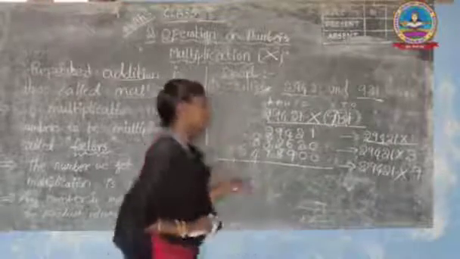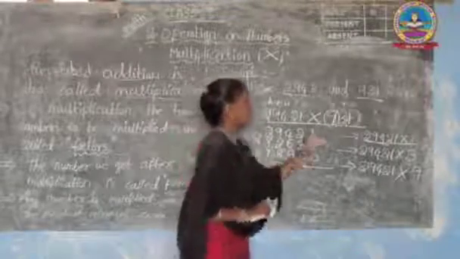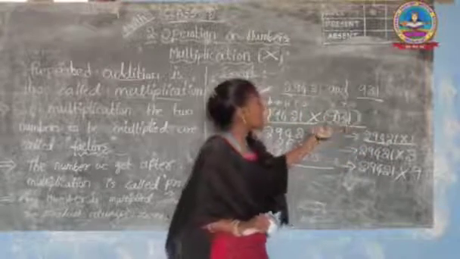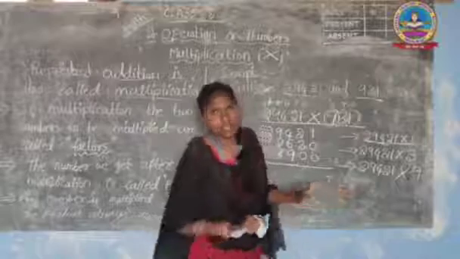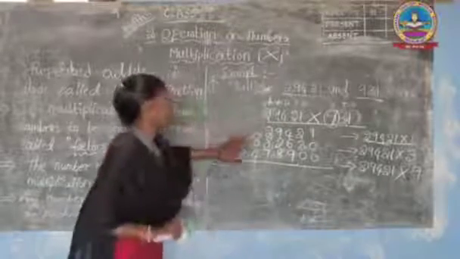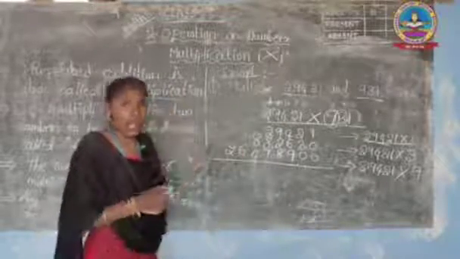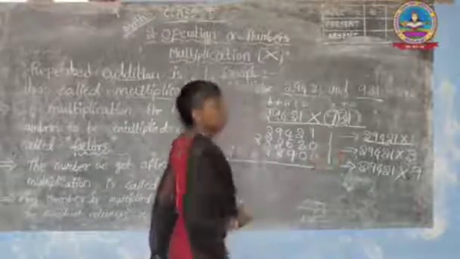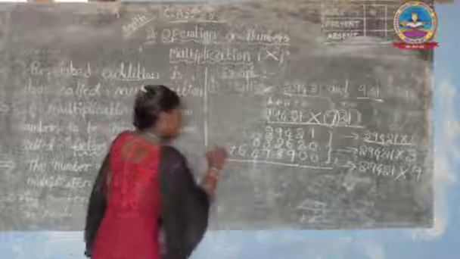We have three partial products. The first one is multiplied by 1, the second one is multiplied by 3 tens, and the third one is multiplied by 9 hundreds. So we get three partial products. So now the fourth step is, let us add these three partial products.